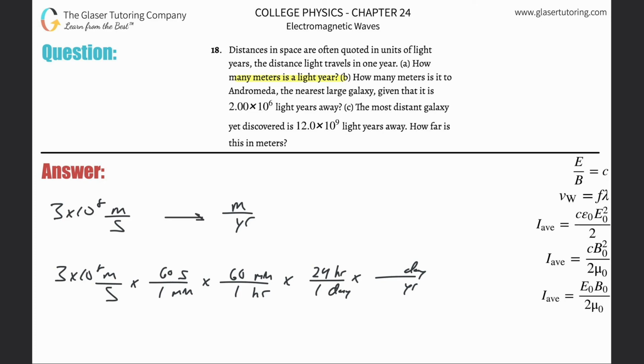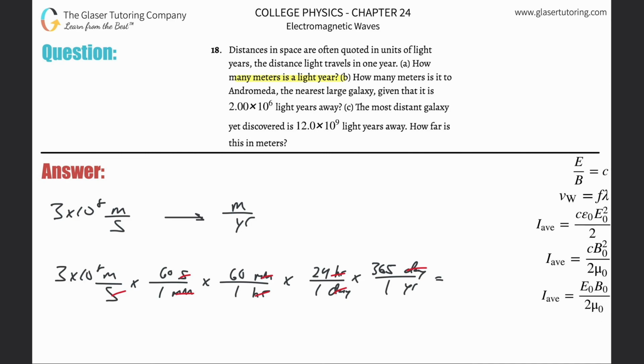In 1 year, there are 365 days. You might want to use 365.25, but it doesn't really make a difference. If you notice, the units cancel beautifully, so we're left with meters per year. That's the distance that light will travel in a year. So 3 times 10 to the 8 times 60 times 60 times 24 times 365.